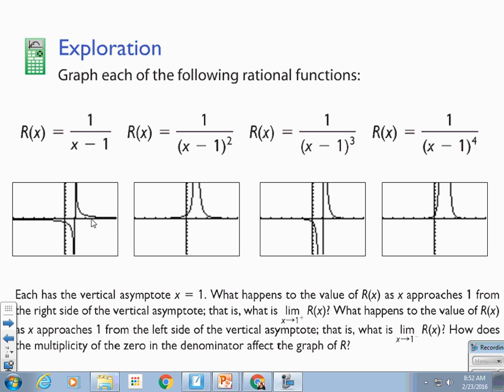So you want to look, what happens here? Oh, as it approaches, it gets bigger and bigger. As x approaches 1 from the left-hand side of the vertical asymptote, on my odd power, I approach negative infinity. And on my even power from the right, I approach positive infinity. How does the multiplicity of the 0 in the denominator affect the graph of r? If the multiplicity is even, then we approach infinity from the left. If it's odd, we approach negative infinity from the left.